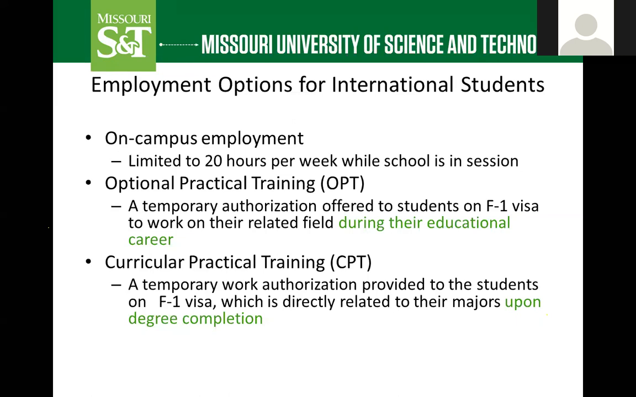Your options for working off campus are optional practical training, which is a temporary authorization offered for students on an F1 visa to work in their related field during their educational career. So again, this has to be related to your field of study. Another option is CPT, or curricular practical training, a temporary work authorization provided for students on an F1 visa, which is directly related to their major upon degree completion. So you can get more information about OPT or CPT from your immigration advisor. They can help answer those types of questions. So just keep that in mind. They're a good resource for finding out information about that.